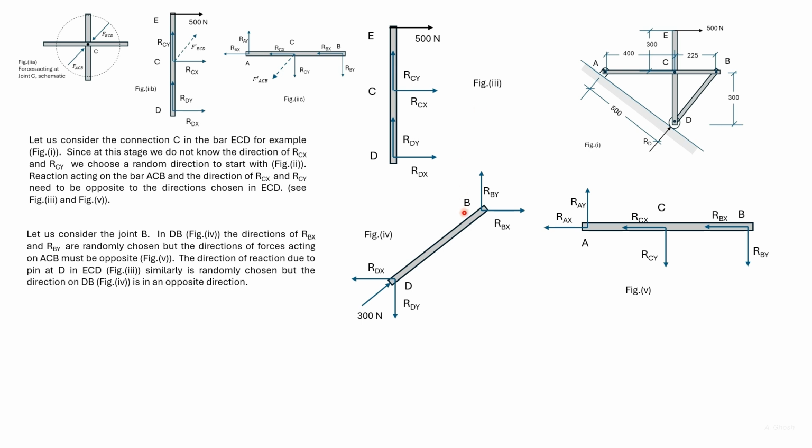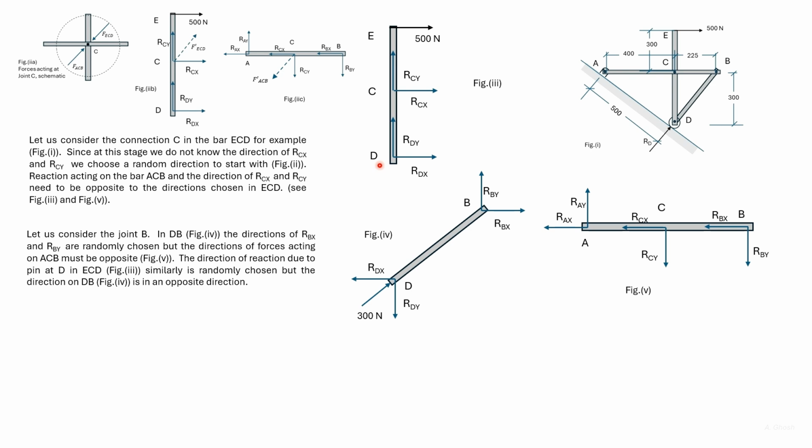At P in BD, RPY is considered to act upwards and RPX is considered to act towards the right. In ACB, then RPY acts downwards and RPX acts towards the left. We now look at the equilibrium of the member ECD.